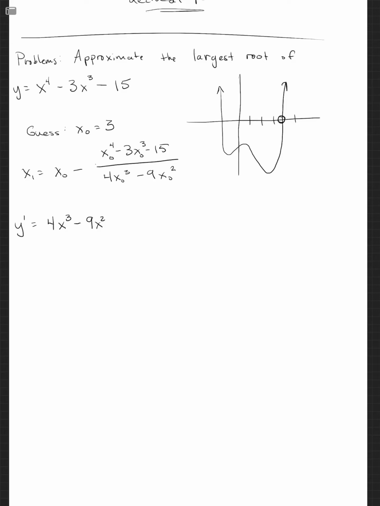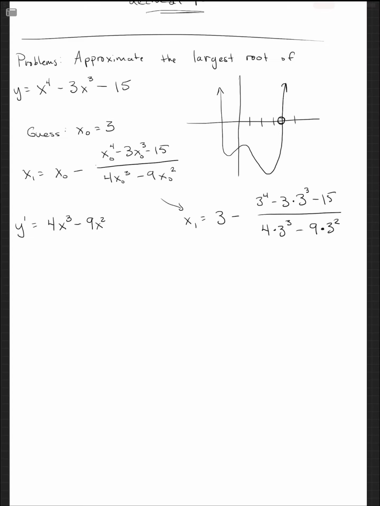Now, the thing with Newton's method is it involves repeating something over and over again. So I could do this. I could plug this in, right? Get that x1 equals 3 minus 3 to the 4th minus 3 times 3 cubed minus 15 all over 4 times 3 cubed minus 9 times 3 squared. And I could figure out what number that is, and then I could start it all over again. Or I could be clever and use a computer, because these sorts of methods really lend themselves to a computer.